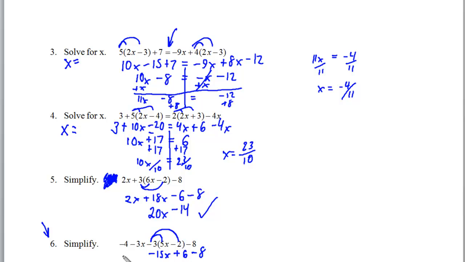Everything else falls into place like a simple algebraic solving problem. Let's combine our x's, so we have negative 18x, and then negative 4 plus 6 minus 8 is going to be negative 6.